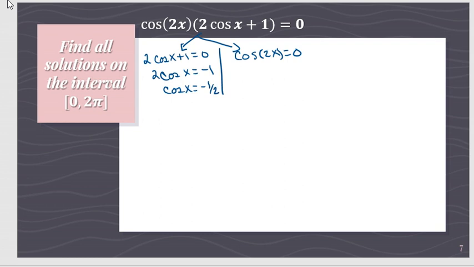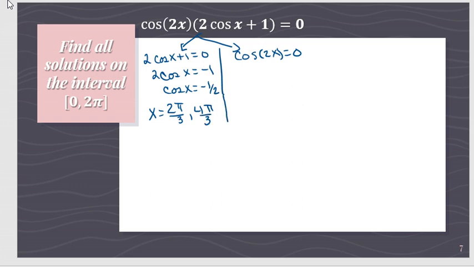So I'm going to look, where's 1/2 for cosine? It's at pi over 3. So that means I need to go to quadrants 2 and 3, and that puts me at 2 pi over 3, 4 pi over 3. So this one, x equals 2 pi over 3 and 4 pi over 3.